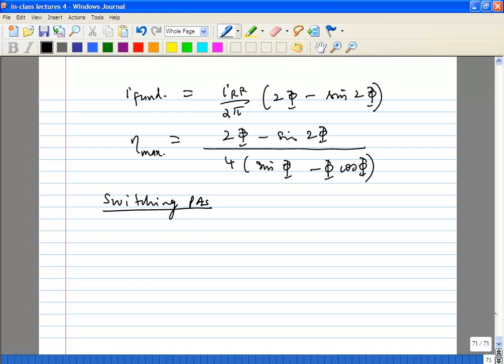So let's look at your switching PAs. We look at 3 types: a class D, a class E and a class F. For the class D case, we look at a push-pull kind of case. So far we have just been seeing a single-ended power amplifier. So this one we'll look at a push-pull.